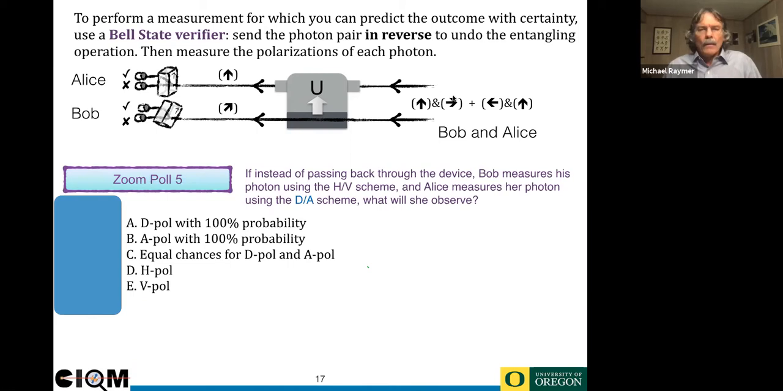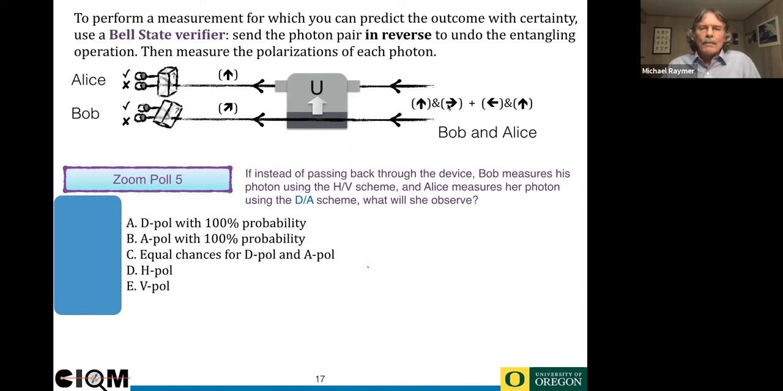And what happens is, because the state's entangled, it's similar to a previous question we had. There are two possibilities. Let's say Bob took his photon and measured it. So let's say Bob got V, that's this one. If that's the case, it's going to rule out this possibility, and that's going to leave Alice with an H polarized photon, which she now measures with the DA scheme over here. And you know what that's going to do, right?